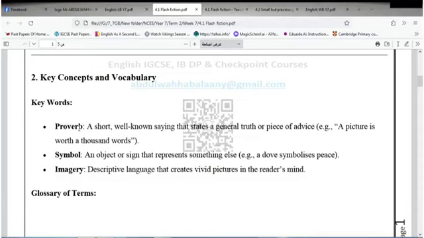What is a proverb? A proverb is a very well-known saying that states a general truth or piece of advice. For example, a picture is worth 1,000 words. While a symbol is an object or a sign that represents something or another theme. For example, a dove symbolizes peace. Imagery is descriptive language that creates vivid pictures in the reader's mind while using the five senses.